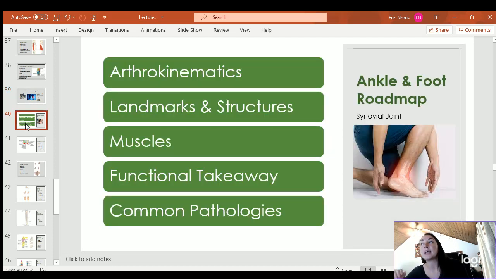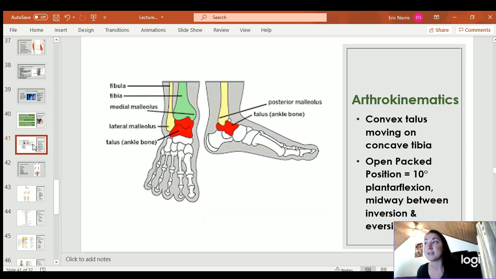So now our ankle and foot roadmap. We're going through the same things with the ankle and foot: arthrokinematics, landmarks, muscles, functional takeaways, and our common pathologies. With the arthrokinematics, there is a convex talus. So your talus is in the red right here. It is convex, moving on a concave tibia. So the tibia, as you see, is concave. The open pack position is 10 degrees of plantar flexion and midway between inversion and eversion. So basically neutral alignment with 10 degrees of plantar flexion.